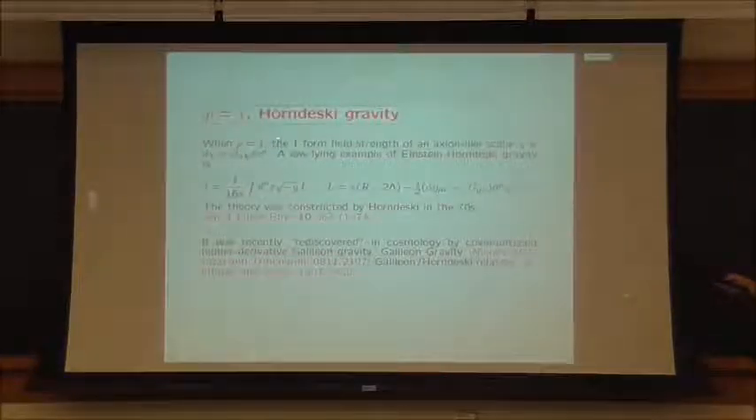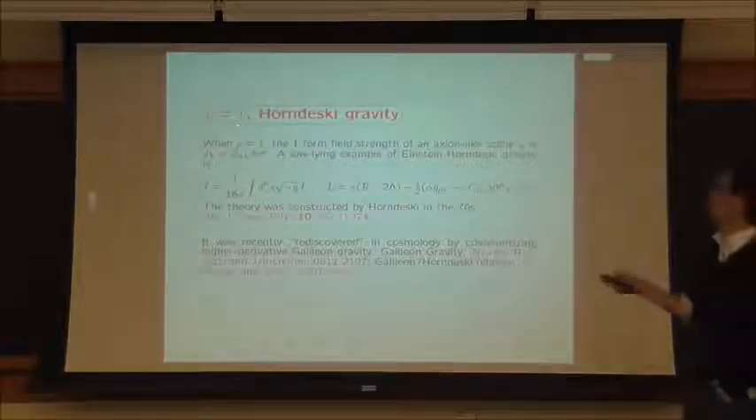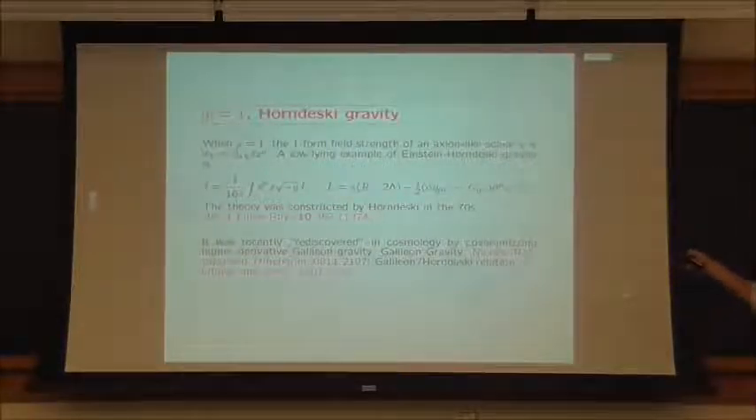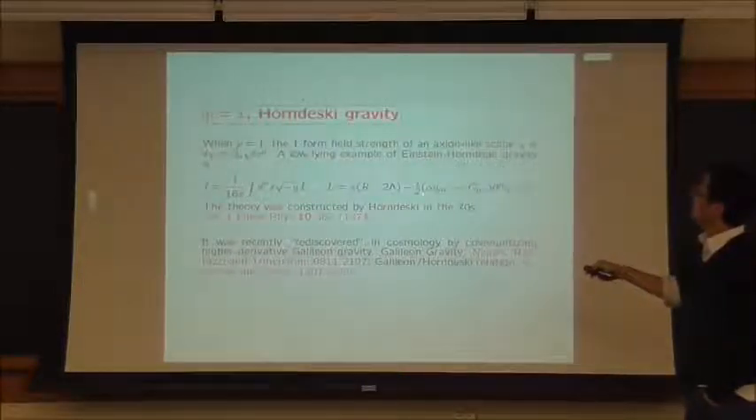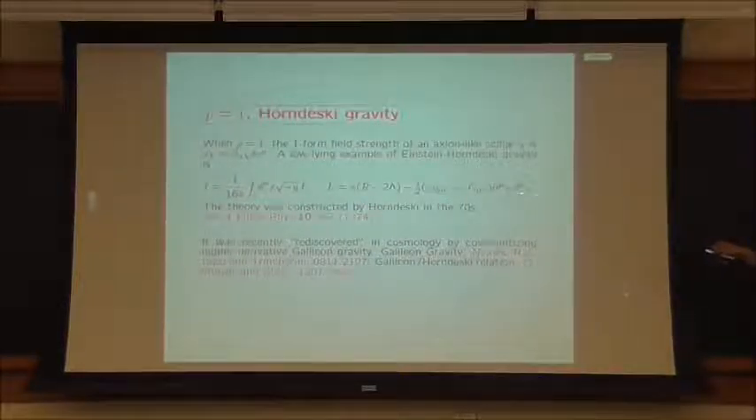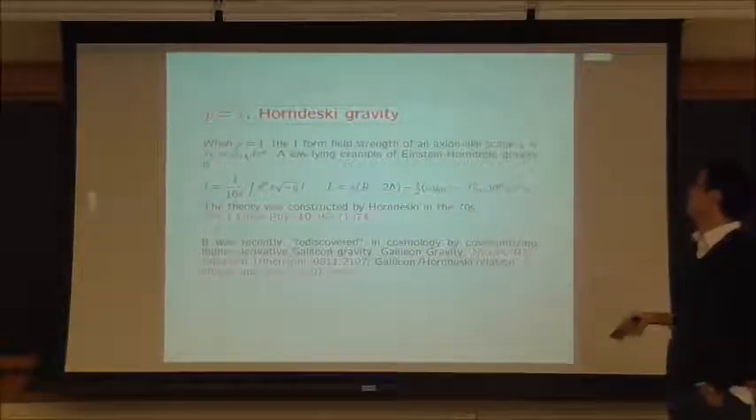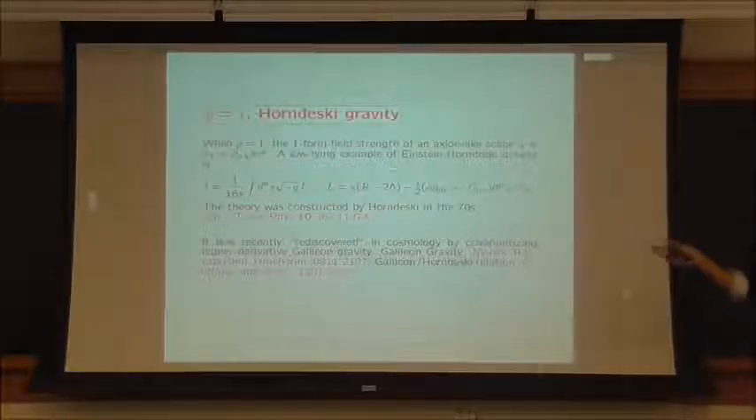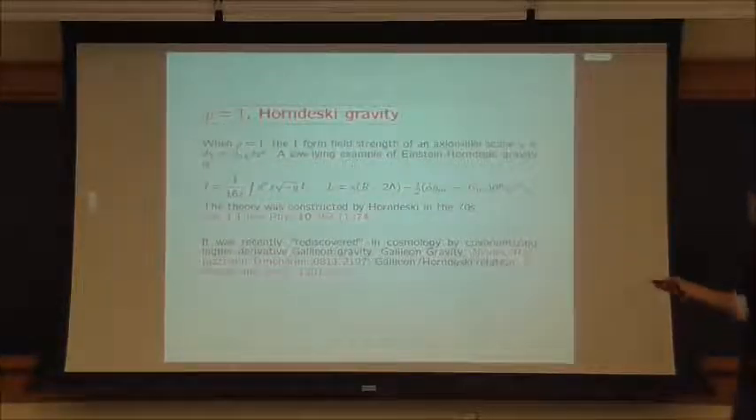So let's look at one particular case. The simplest case example is Horndeski gravity with p equal to 1. So when p equal to 1, the one-form field strength is of an axion-like scalar, so dχ equals partial mu χ dx mu. Then a low-lying example of Einstein-Horndeski gravity is this part of Einstein gravity, and this is Horndeski gravity. So this has a four derivative total through the linearity. G mu nu is two derivative and this is two derivative. So the theory was constructed, well, of course Kobayashi constructed a whole class of much more general ones. I'm here just looking at the one low-lying example. What's the capital G? Oh, Einstein tensor. Yeah, this is the Einstein tensor.